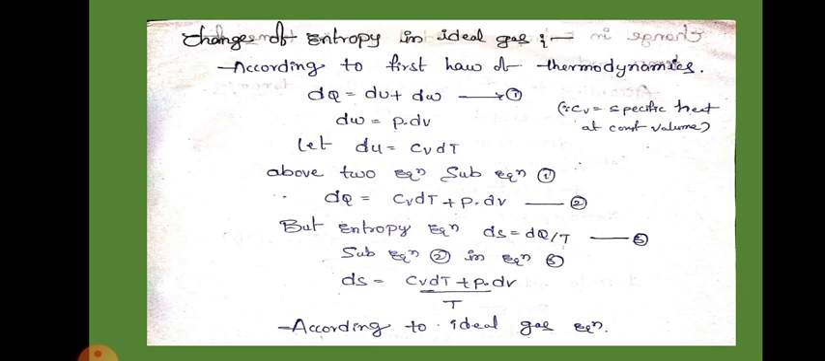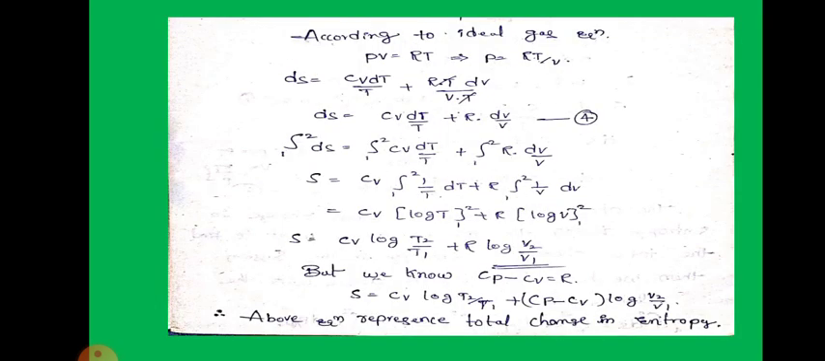But the entropy equation, that is dS = dQ/T, is equation number 3. Substitute equation number 2 in equation number 3. Therefore dS = (Cv dT + P dV)/T. According to the ideal gas equation for 1 mole, PV = nRT, with n = 1, finally PV = RT.